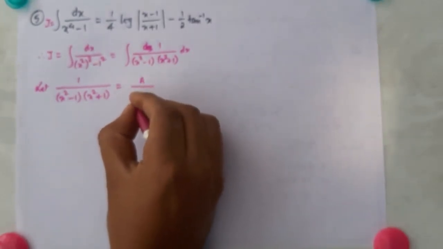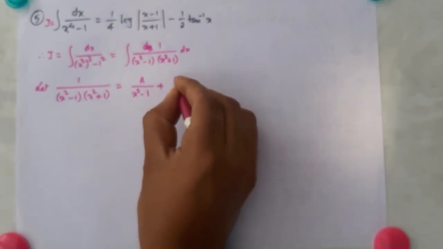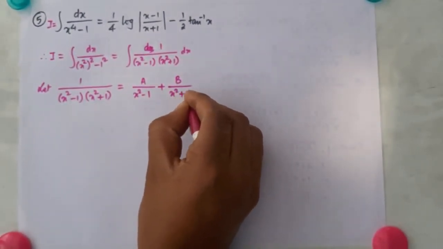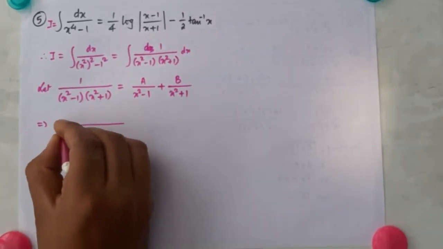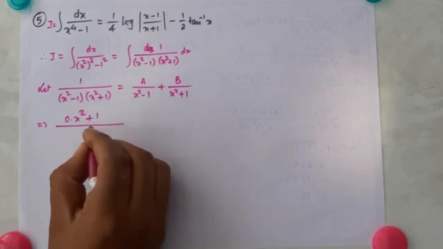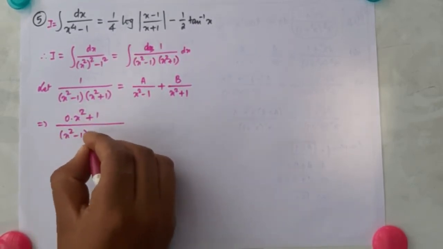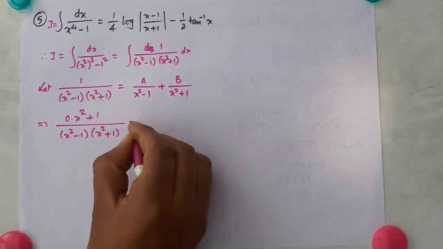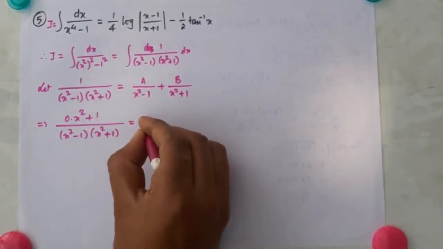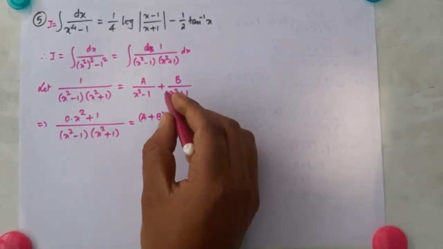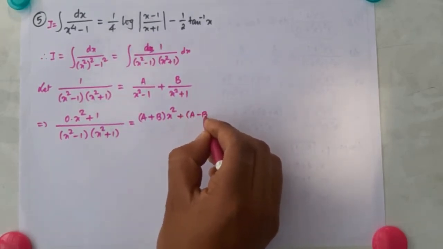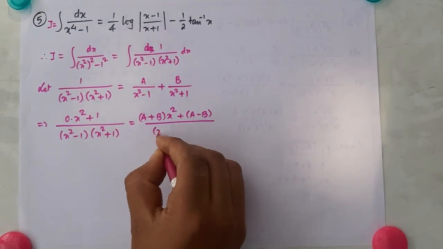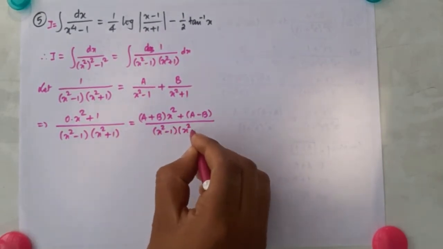So this can be written as a by x square minus 1 plus b by x square plus 1. So therefore from here you have, let's write 0 into x square plus 1 here, so we have x square minus 1 into x square plus 1 is equal to, so this becomes a plus b x square, plus a minus b divided by x square minus 1 into x square plus 1.